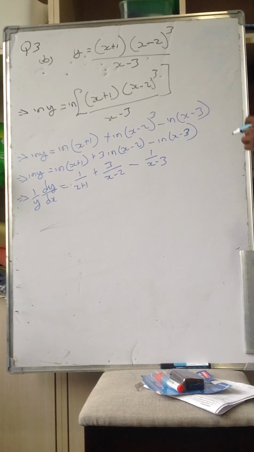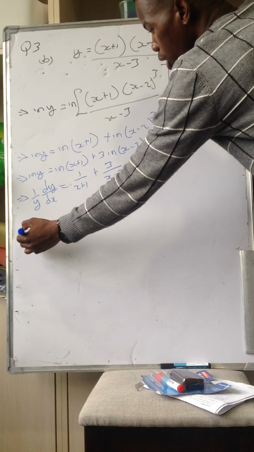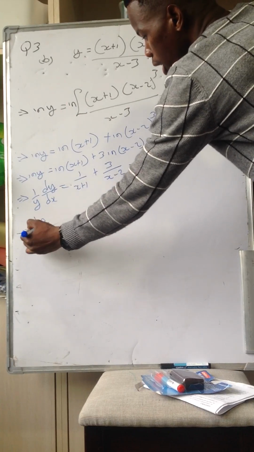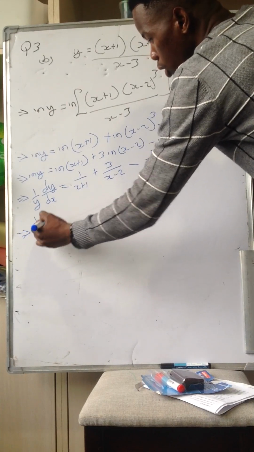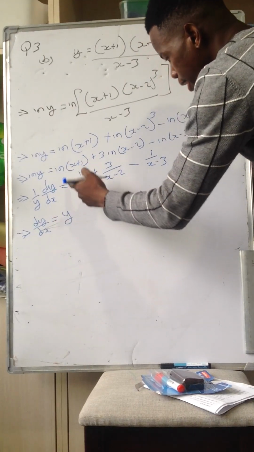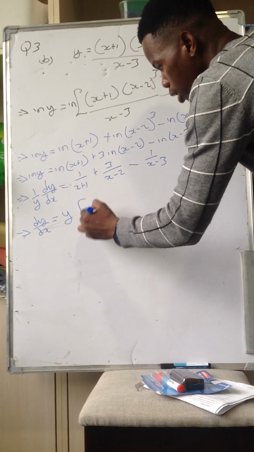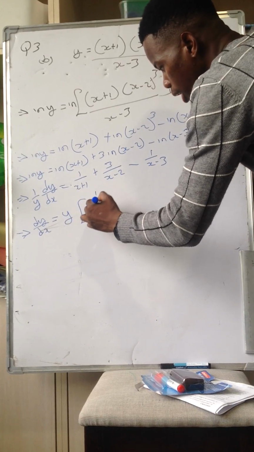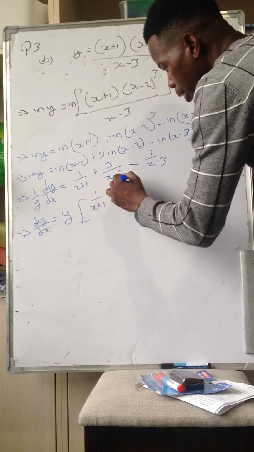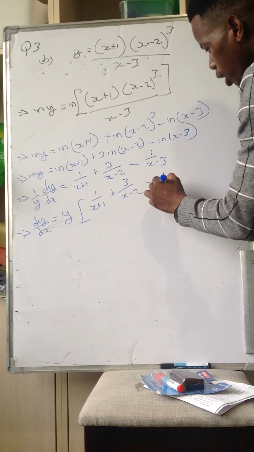Since I have this, let me rearrange everything nicely. So here I'm going to remain with my dy/dx, which is equal to y, open bracket, 1 over x plus 1, plus 3 over x minus 2, minus 1 over x minus 3.